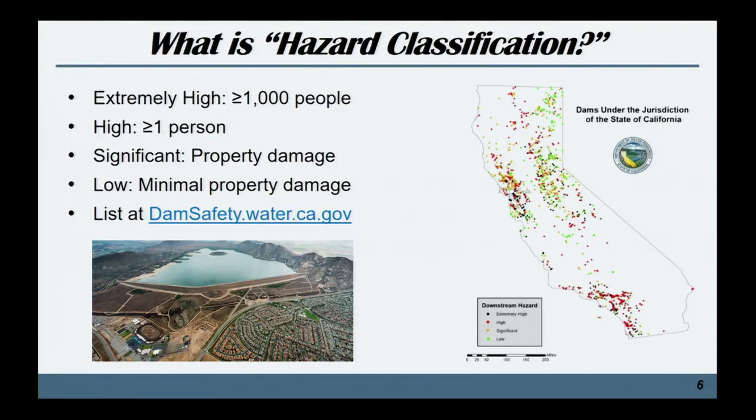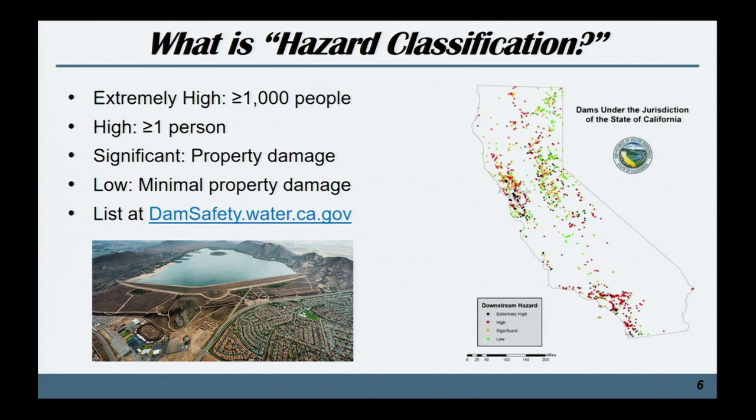One of the questions that we get most often is, what is hazard classification? We get this question so often because SB 92 requires inundation maps and EAPs for dams, and the deadlines for these new submittals are based on hazard classification. There are some definitions in the water code for hazard classification, and I'd like to just clarify. We also attempted to clarify in the regulations.